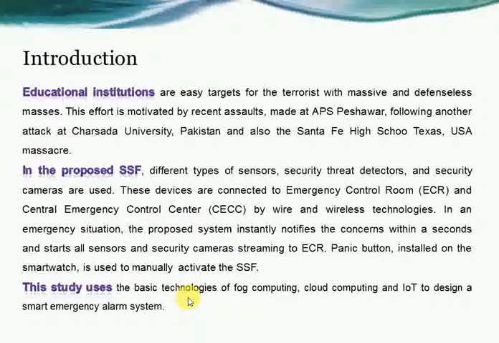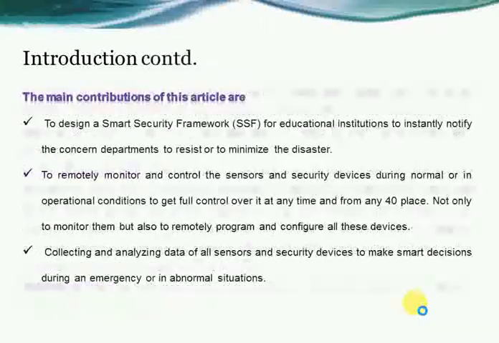So what methodology does this study use to implement this framework? It uses fog computing, cloud computing, and also the Internet of Things to design this smart security framework, to notify the officials and authorities in time, to minimize the losses. The main contribution of this work is that the smart security framework will instantly notify any attack to minimize the disaster or the loss of lives.